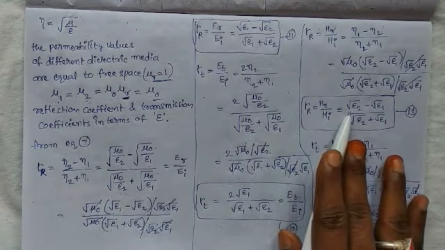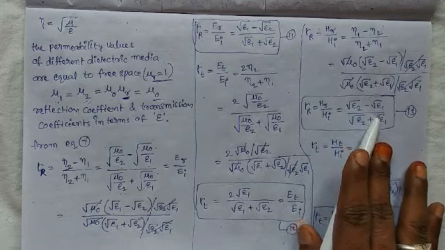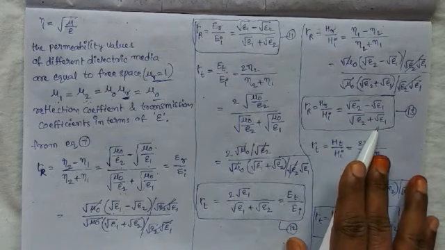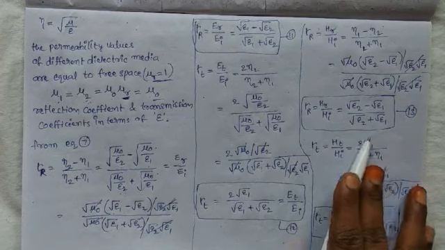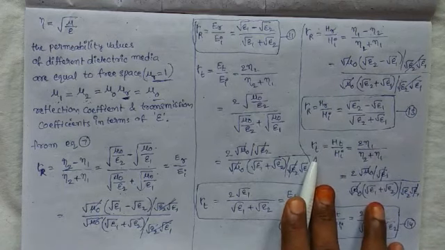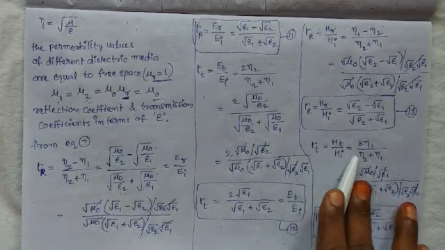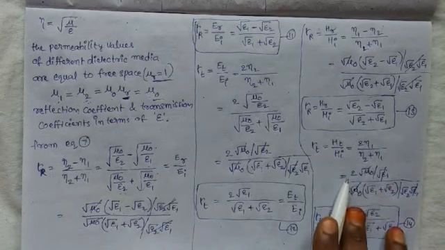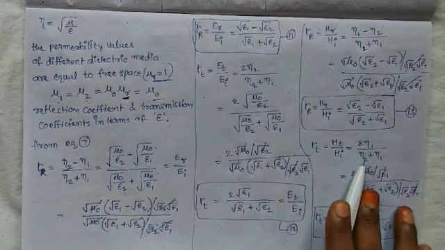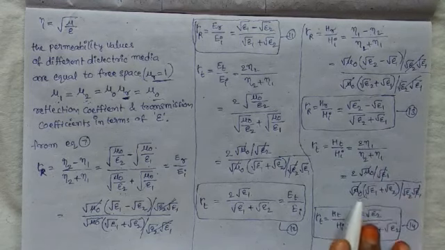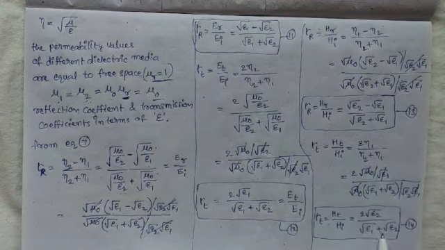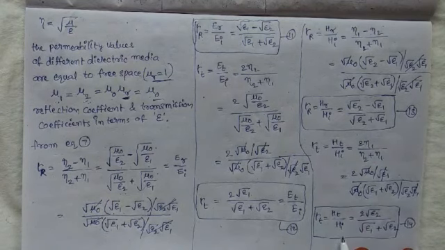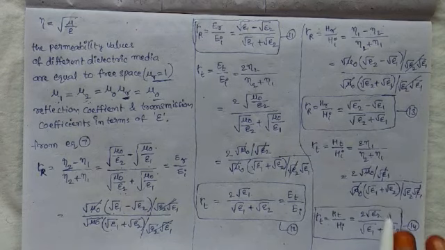Gamma r is equal to what? Square root of epsilon 2 minus square root of epsilon 1 by square root of epsilon 2 plus square root of epsilon 1. Similarly, we are determining the transmission coefficient in terms of the magnetic wave. It is calculated using the formula 2 eta 1 by eta 2 plus eta 1. We substitute the eta 1 and eta 2 values in this equation and simplify. After simplification we get gamma t is equal to 2 into root epsilon 2 by root epsilon 1 plus root epsilon 2.